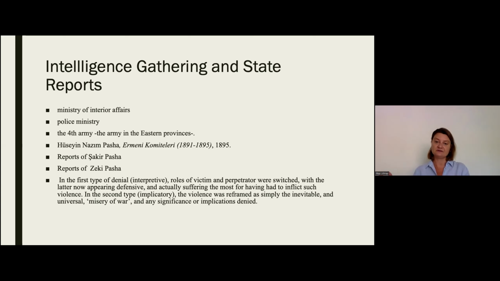So the roles of the victims and perpetrators were switched, with the latter now appearing defensive and actually suffering the most for having had to inflict such violence. And the second type, implicatory denial: the violence was framed as simple, inevitable, and universal, as the misery of war, and any significance or implications denied. So all those reports were constructing this long-term denialism. And actually, it's like denialism in the making.